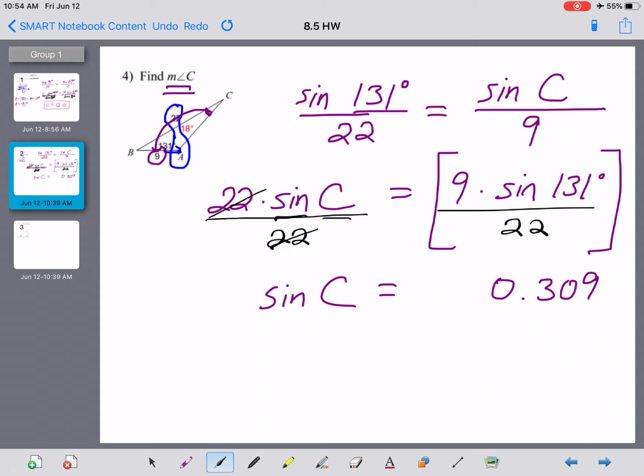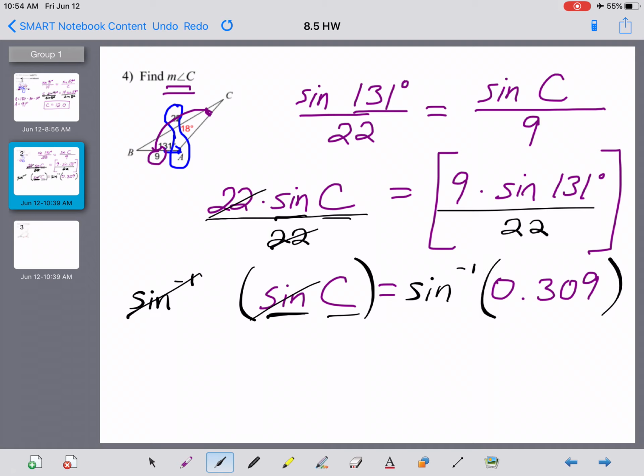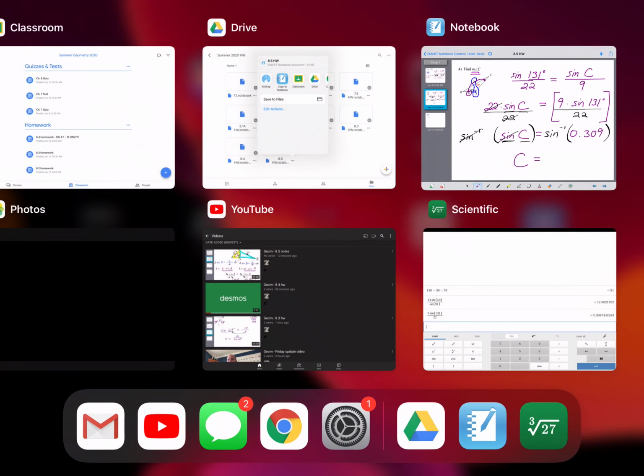Now, as I said in the video on the notes, it doesn't really matter what you write down as a decimal and how accurate it is, because we're never going to type that number in again. Let me show you what I mean. We need to undo this sine now to get C by itself. So the way we do that is with an inverse sine on both sides of the equation. Now on the left side, easy to see, the inverse sine and the sine cancel each other out, leaving us with C equals. And on the right side, we're going to do the inverse sine of that goofy decimal that we just came up with.